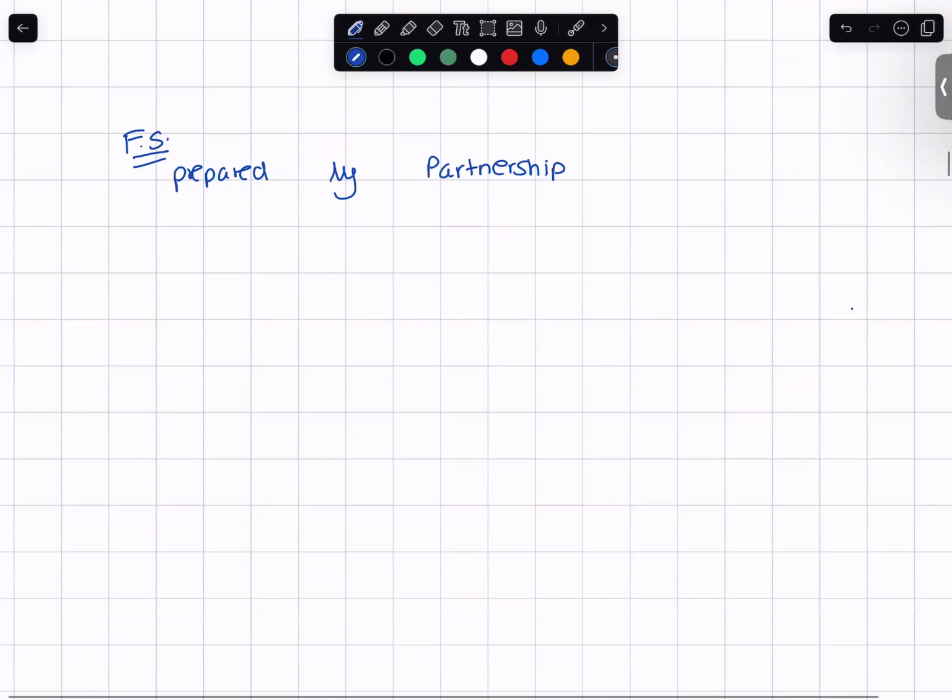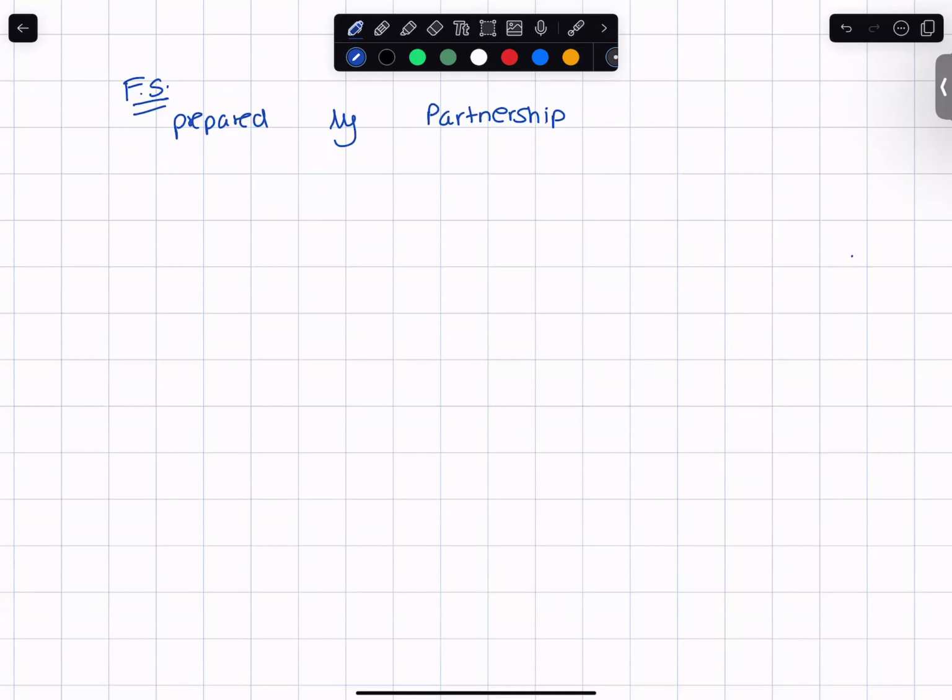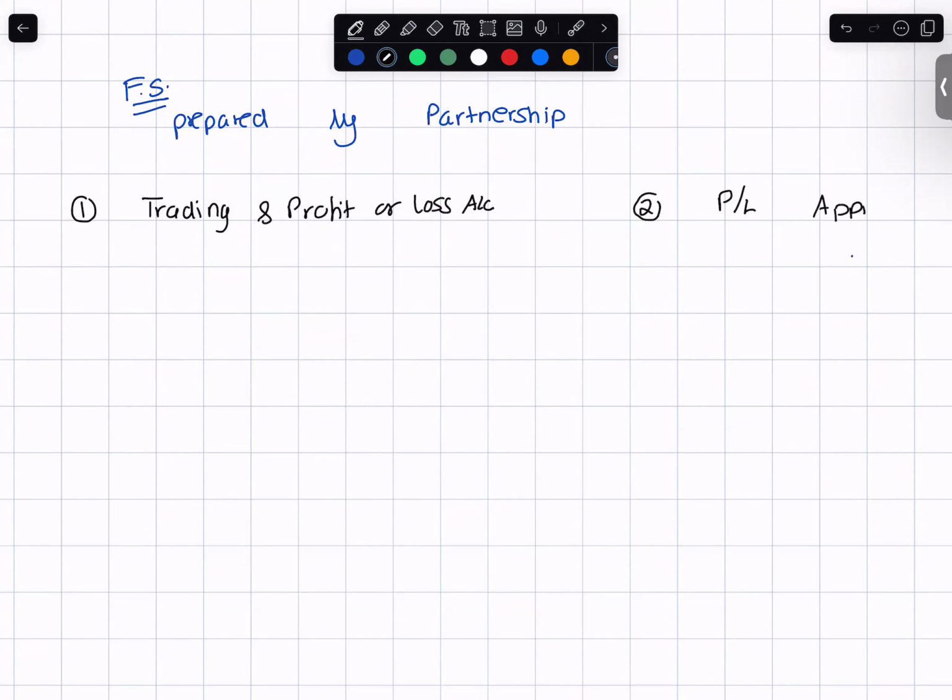Don't know? So when I talk about the financial statements that are prepared by a partnership firm, the first financial statement is called the trading and profit or loss account. Do you know about this? A little bit. The second statement that we prepare is called the profit or loss appropriation account.